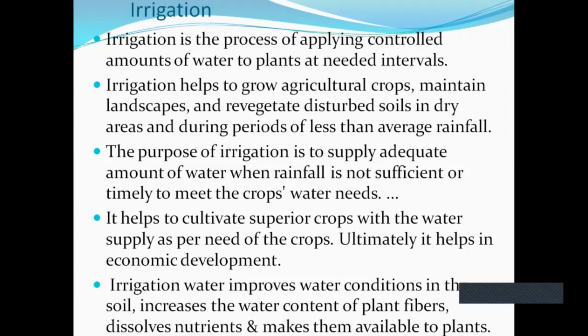The purpose of irrigation is to supply a proper, adequate amount of water when the rainfall is not sufficient. As you know, Indian farmers mostly depend on rain for water, and if the rainfall is not proper, then he needs to give water to the crop. If he doesn't give water to the crop, what is going to happen? Yes, the plants will dry.